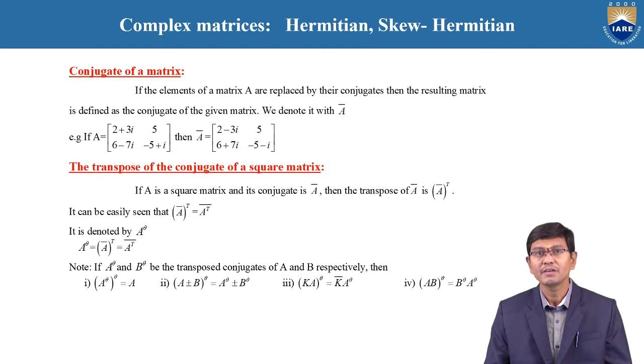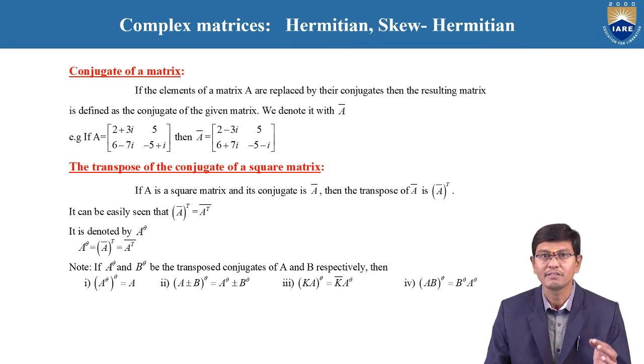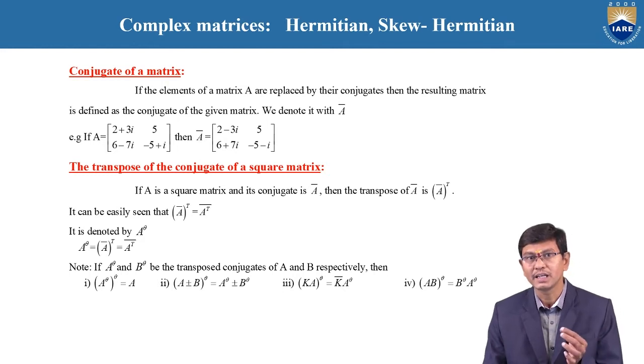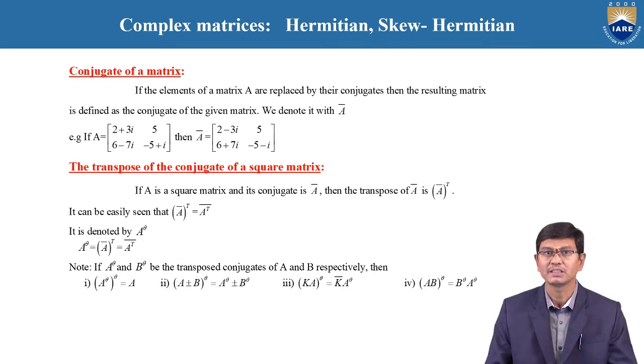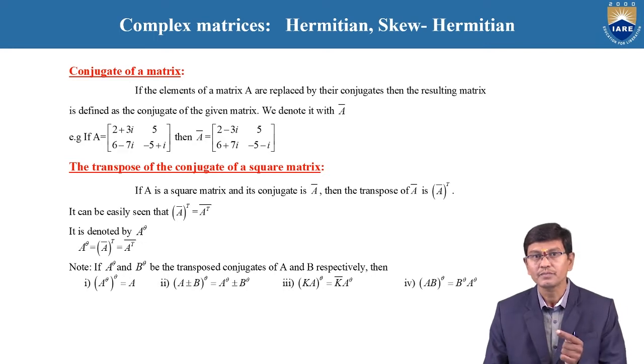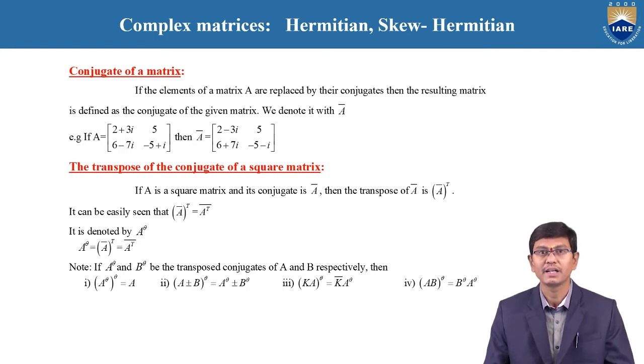The conjugate of a matrix is nothing but, in the given matrix, whenever the elements are like plus i or minus i, by applying the conjugate, plus i changes to minus i and minus i changes to plus i. That is the meaning of the conjugate of a matrix. It is denoted by the symbol A bar.